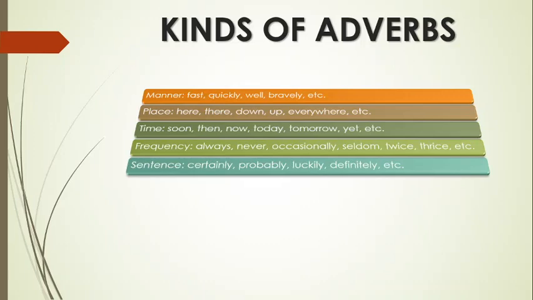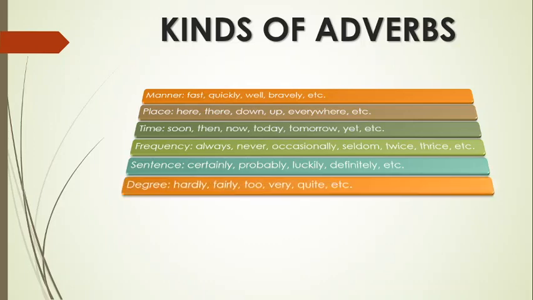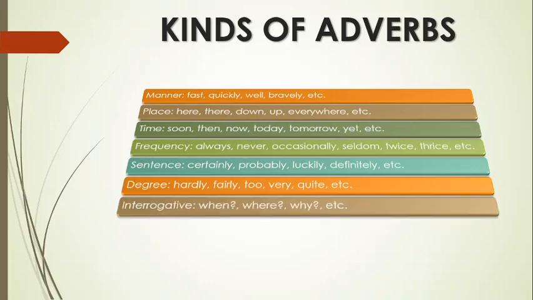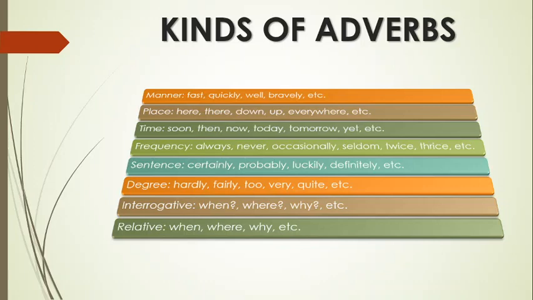Then we have sentence adverbs, adverbs that can qualify a whole sentence. For example, certainly, probably, luckily, definitely, etc. Then we have adverbs of degree: hardly, fairly, too, very, quite, etc. Then we have interrogative adverbs like when, where, why, all these WH words, they ask questions. And finally, we have relative adverbs like when, where, why, etc. WH words again, but in this case, they don't ask any questions.